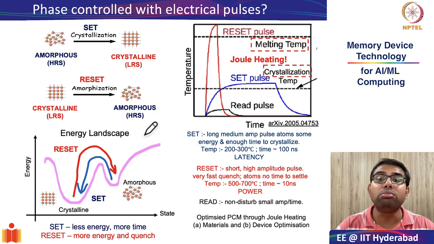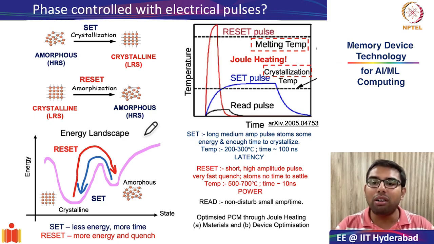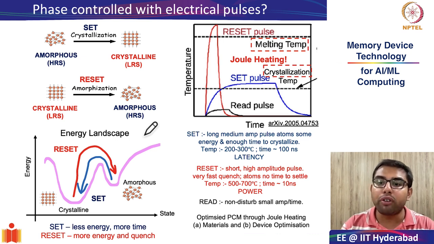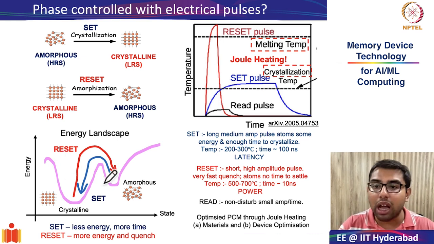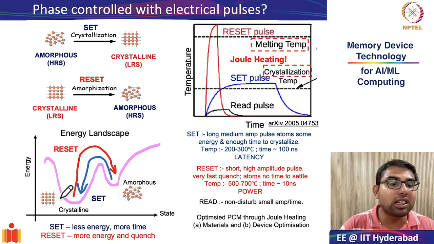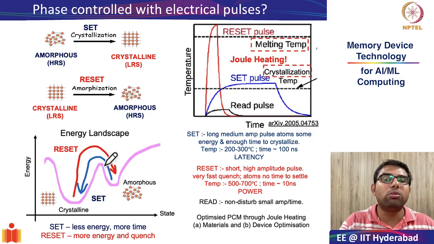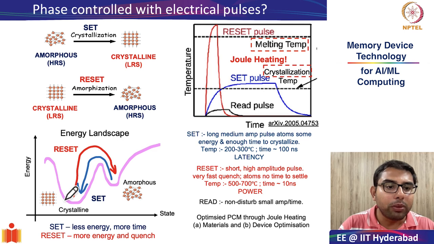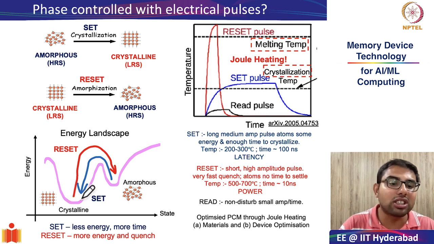This is also the main working principle of your modern day phase change memristor or phase change RAMs, as we saw from our energy landscape diagram. Try to recall our energy landscape diagram. When we have to go from the amorphous to the crystalline state, or the high resistance state to the low resistance state, which is called the set, we need to give the system much less energy. The barrier is much smaller, but you have to wait for a longer time for atoms to find their minimum energy state, which is known as the crystalline state.